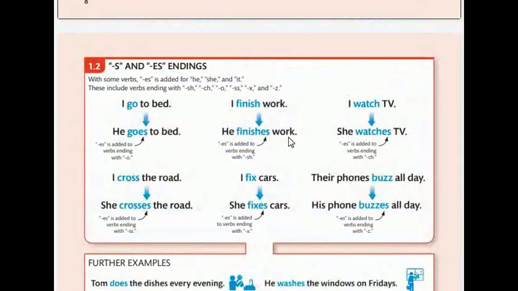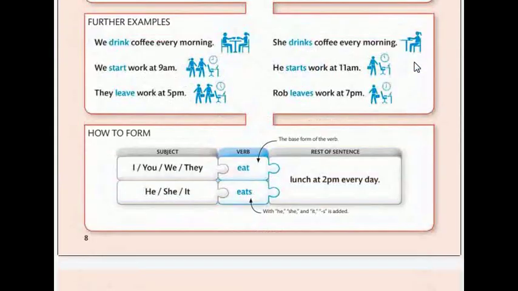How to form: subject, verb, rest of the sentence. You, we, they eat lunch at 2 p.m. every day. He, she, it eats lunch at 2 p.m. every day. The base form of the verb with he, she, it has s added.